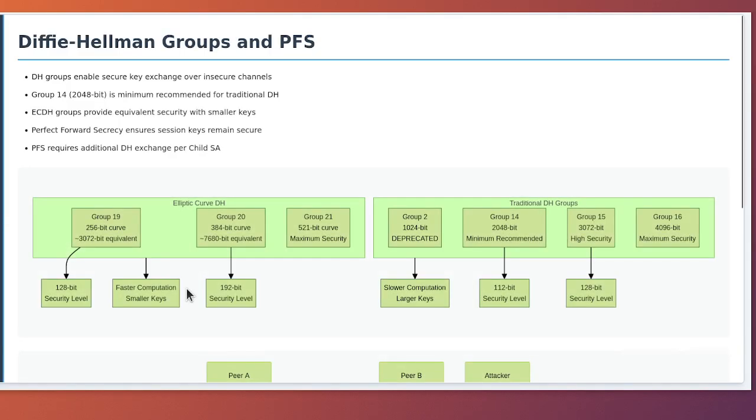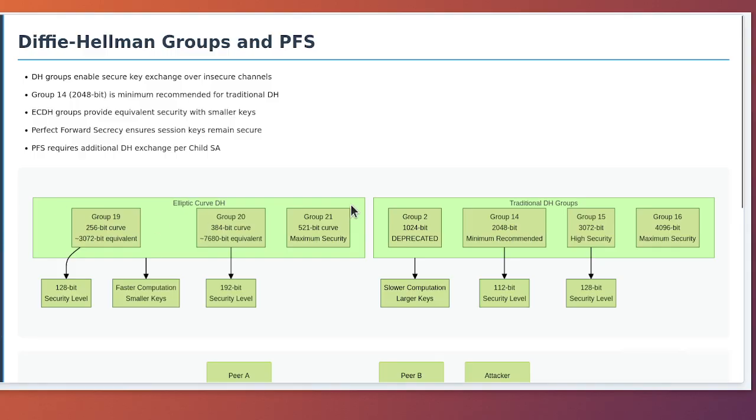Diffie-Hellman groups and Perfect Forward Secrecy. Diffie-Hellman key exchange is a mathematical method that allows two parties to establish a shared secret over an insecure channel without ever transmitting the secret itself. Understanding DH groups is essential because they determine the strength of your key exchange and directly impact your VPN's resistance to cryptanalysis. The choice of DH group represents a trade-off between security strength and computational cost.